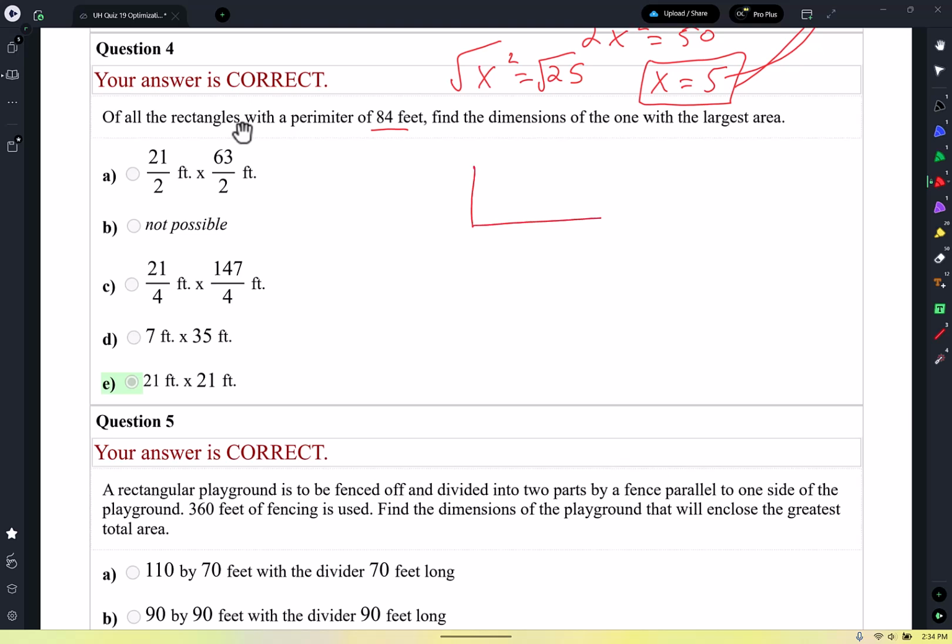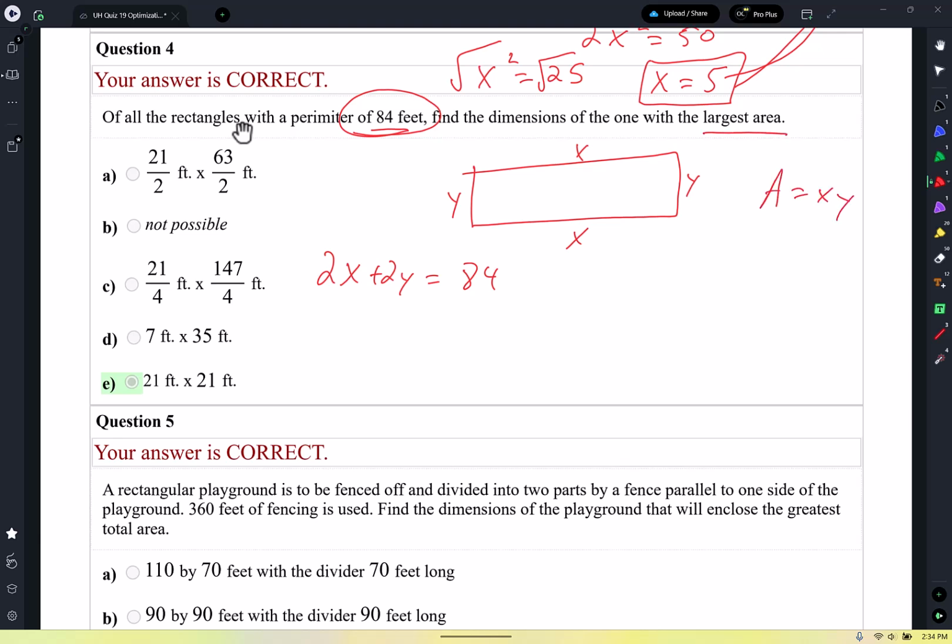All right, here we go. I have a rectangle, because they're telling me that I have a rectangle, with sides x, x, y, y. And this time the perimeter is 84. So I'm going to write 2x plus 2y equals 84 feet. And this time I'm trying to optimize the area. So area equals x times y. I'm going to move this 2x to the right. So 2y equals 84 minus 2x. Divide by 2, divide by 2, divide by 2. Y equals, what's 84 divided by 2? 42 minus x.